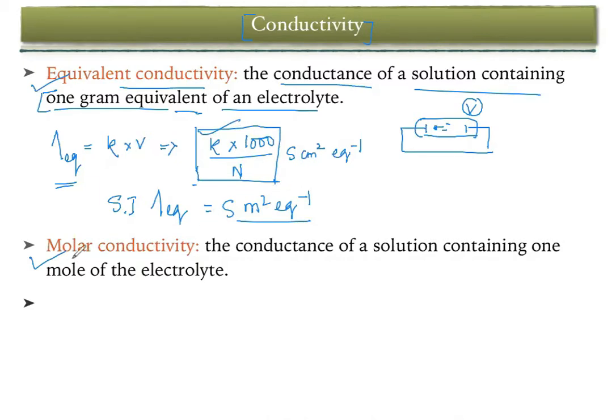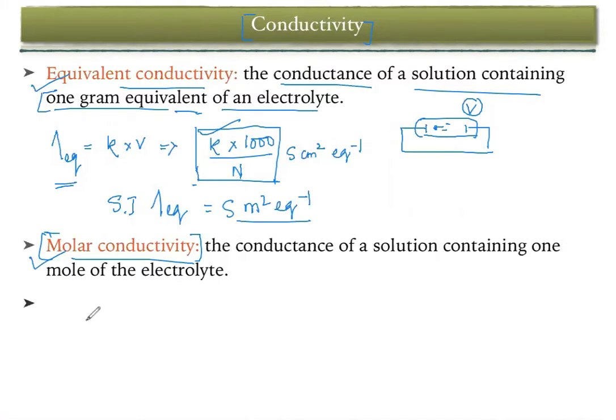Next, we'll talk about the molar conductivity. As we have seen in equivalent conductivity, we have taken the solution as equivalent. In the molar conductivity, we have to take a 1 molar solution and measure the conductance. So in the molar conductivity, the solution taken is 1 molar. That is the only difference between molar conductivity and equivalent conductivity.